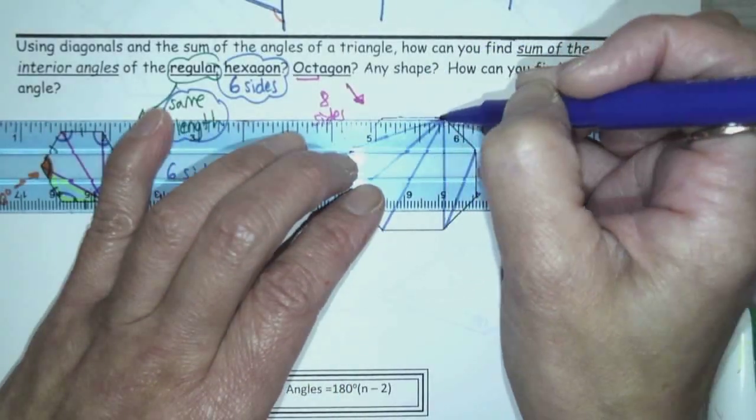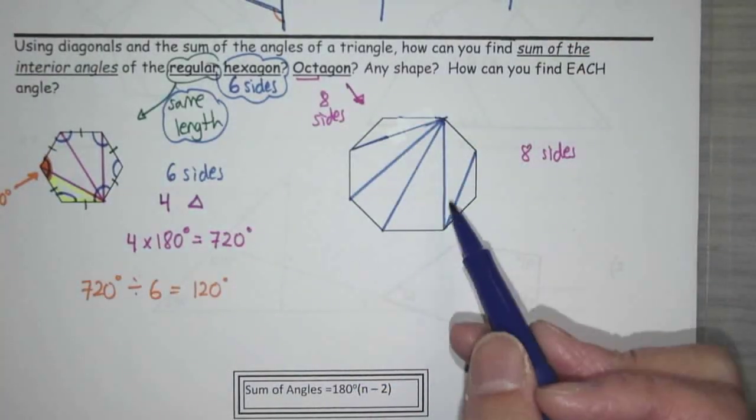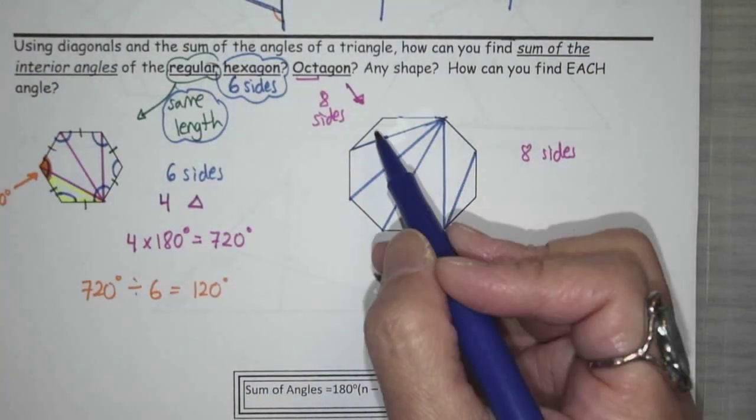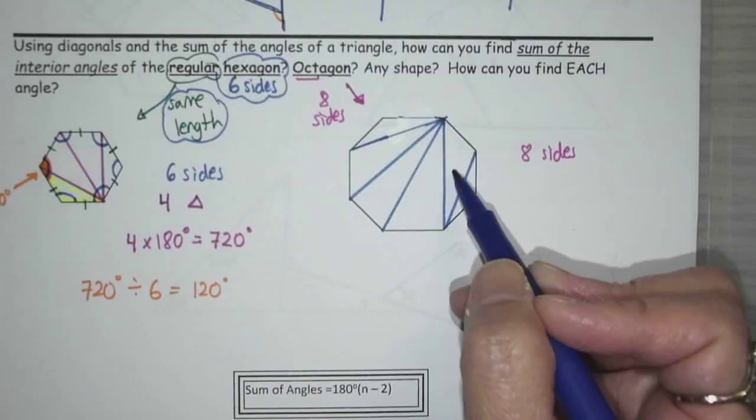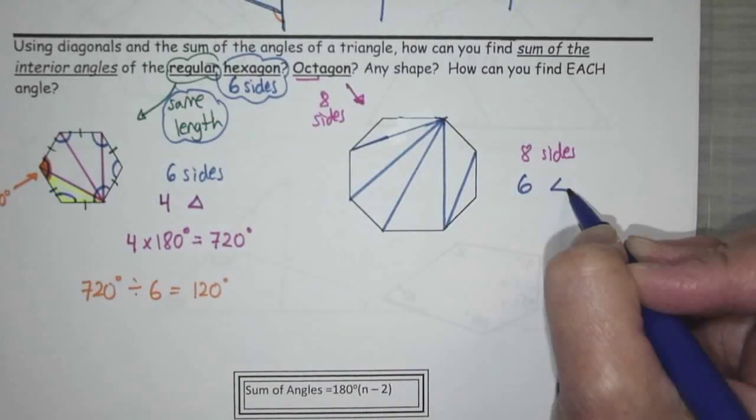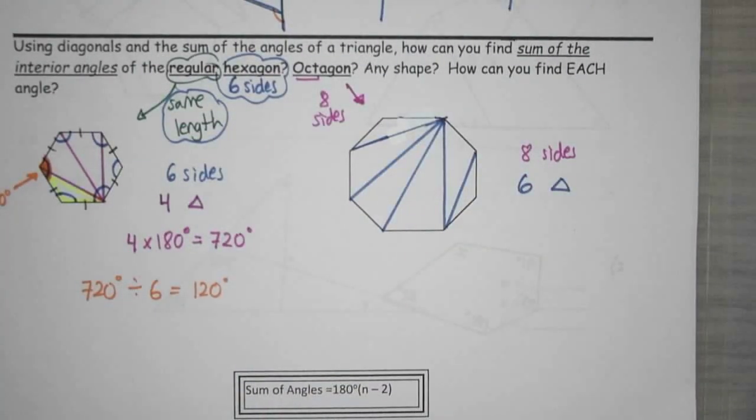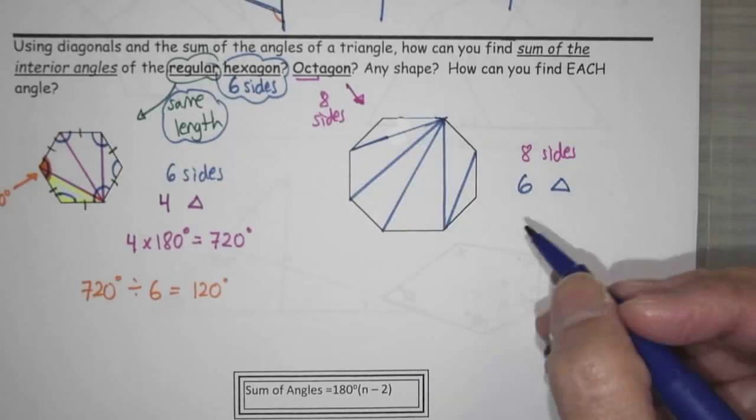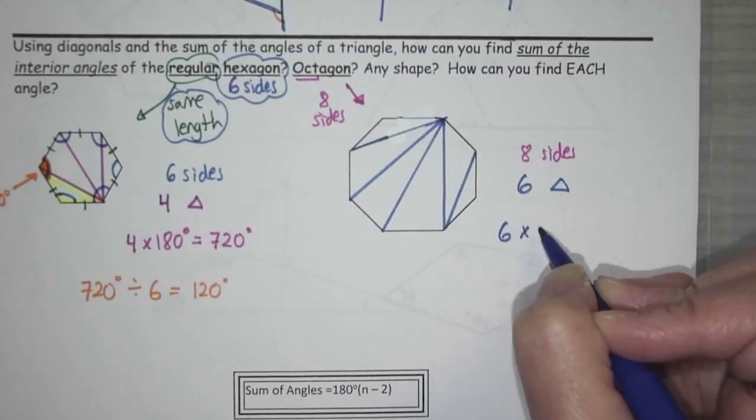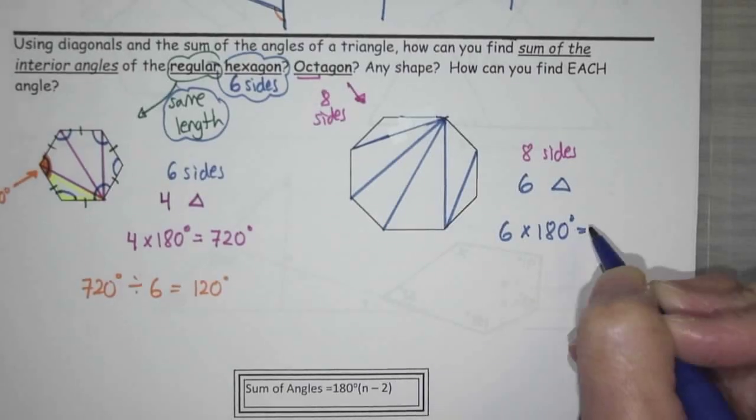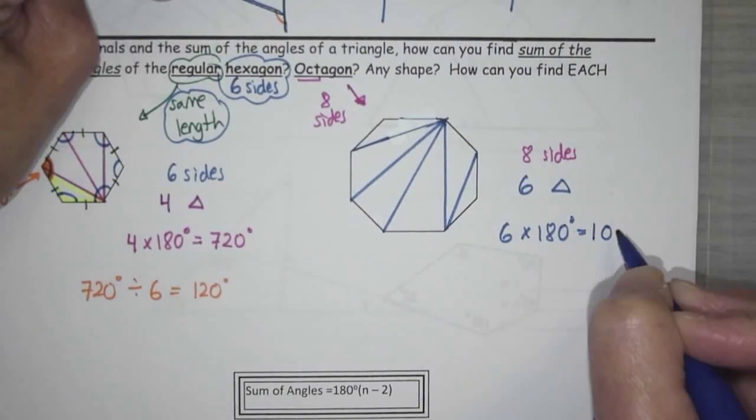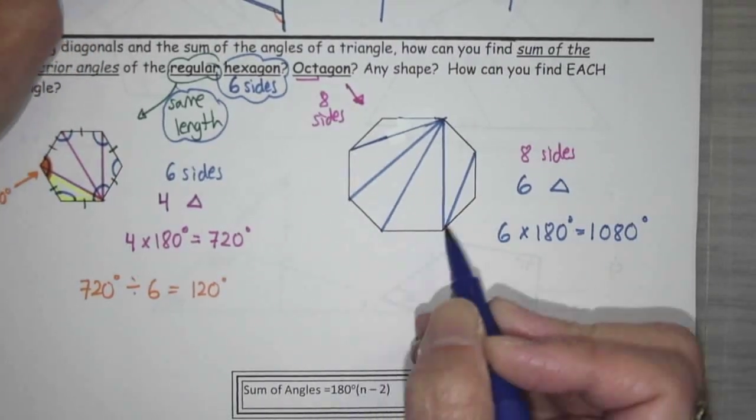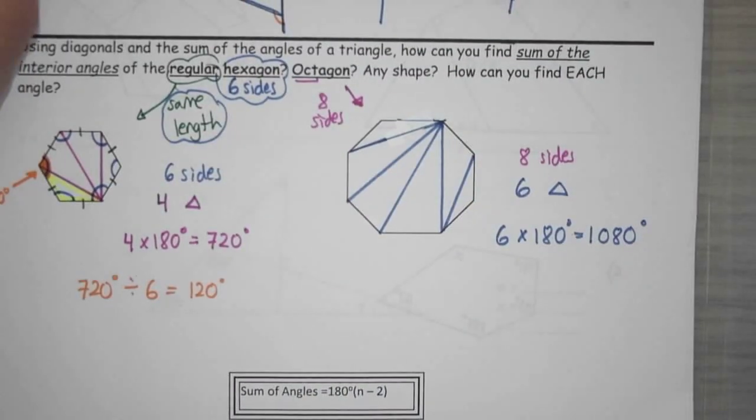How many triangles are you going to get? If I count it, look, I even did a zigzag triangle: 1, 2, 3, 4, 5, 6 triangles. So no matter which way you cut it, you should get 6 triangles out of this. If I know it's 6 triangles, it's 6 times 180, which gets me 1080. So 1080 for all of these angles added up together.